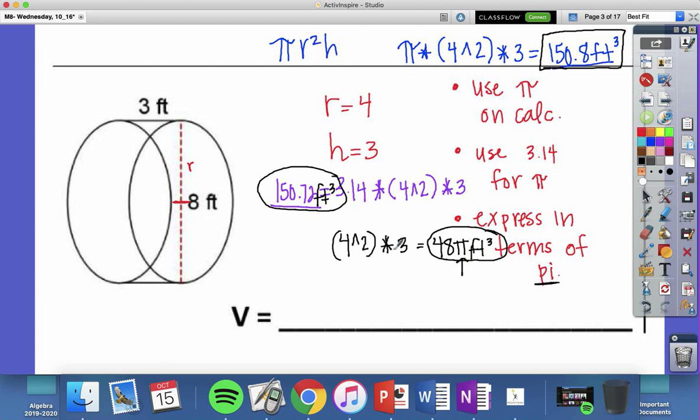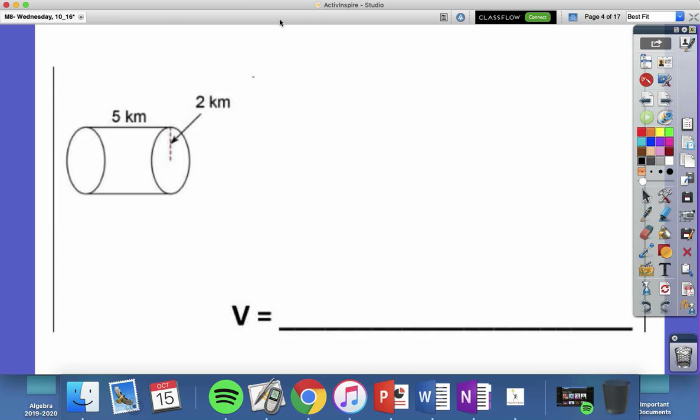So for this particular problem, we're going to go ahead and give our answer based on using 3.14. And so our answer is 150.72 feet cubed. So for this one, we're going to use 3.14 for pi.